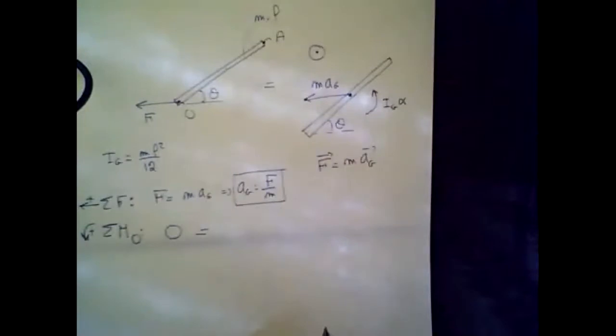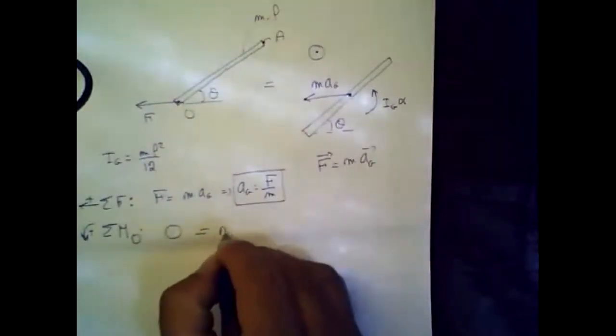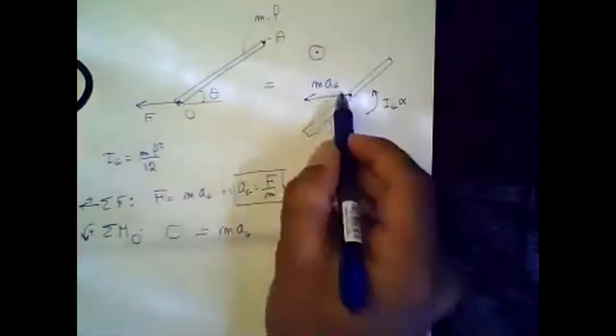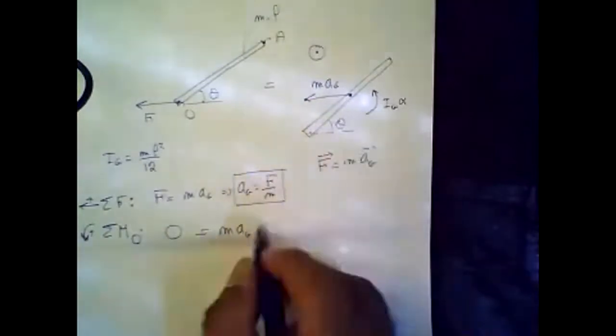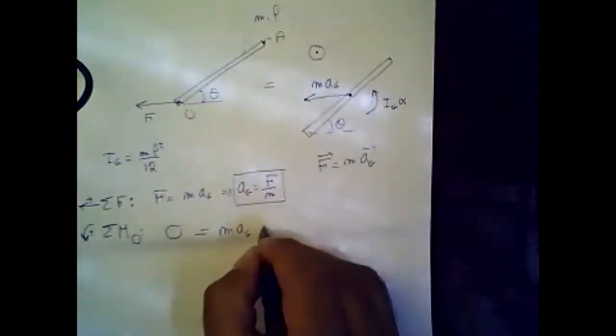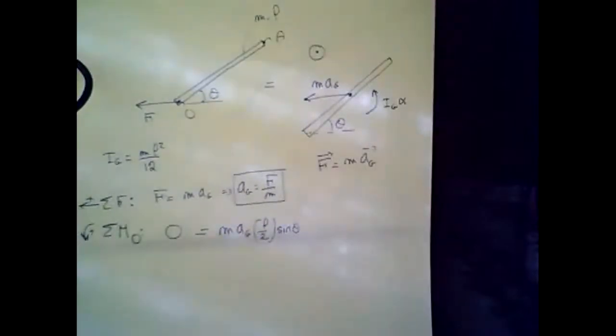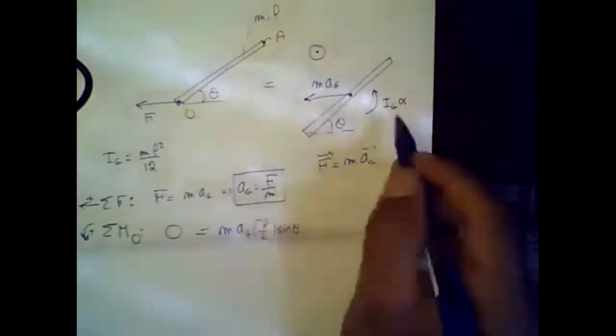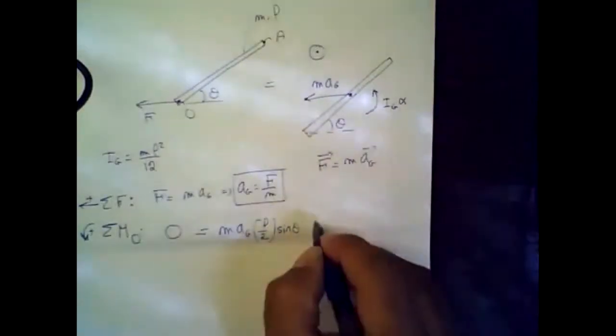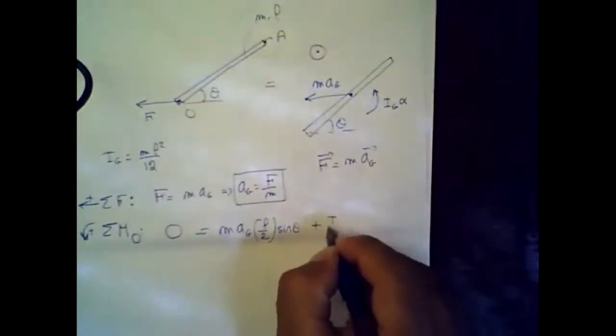L/2 sine theta. Exactly. So I'm going to have MAG, right? Because it is in a counterclockwise direction. MAG multiplied by L/2 multiplied by sine theta, right? And then how about this guy? Plus IG alpha.